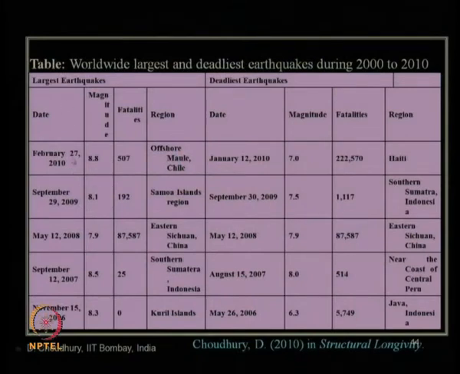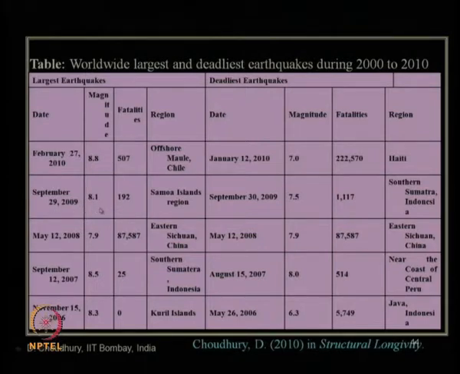So, that is the reason you can see from this slide that in 2010, the February 2010 Chile earthquake is the largest earthquake with magnitude 8.8, whereas the deadliest earthquake of 2010 is the Haiti earthquake of January, which has magnitude 7, much lower than the Chile earthquake, but in terms of fatalities and damages it was the maximum. So, the deadliest is different and the largest is different, which is easily understandable.